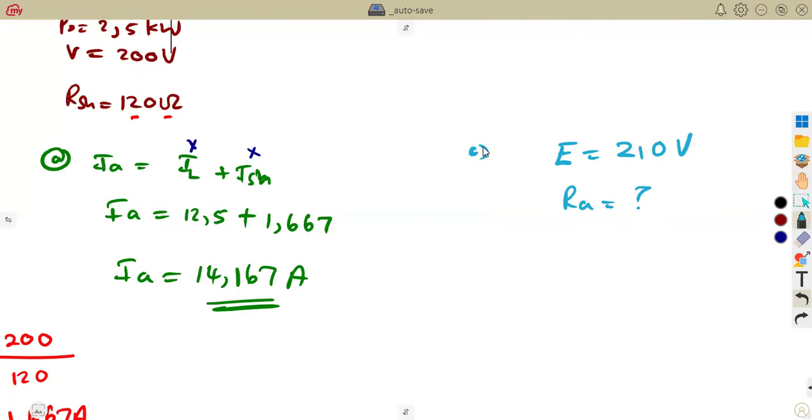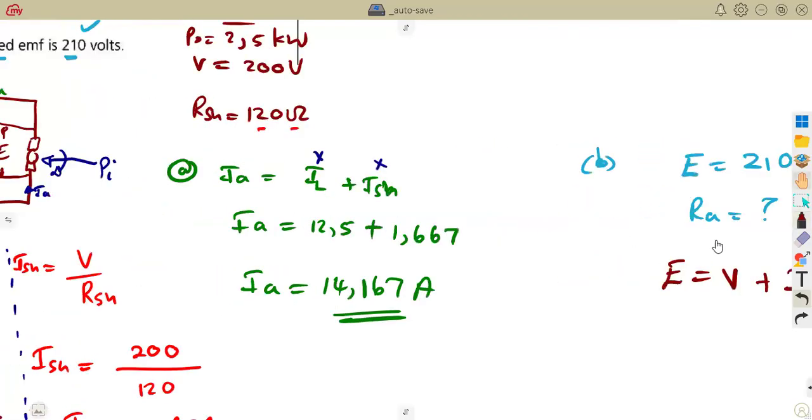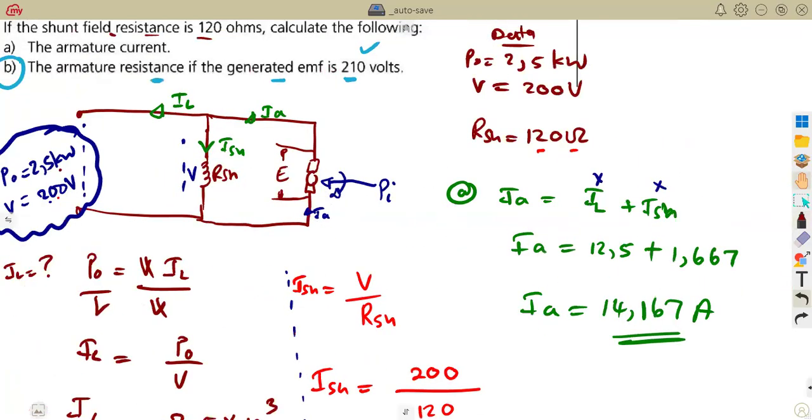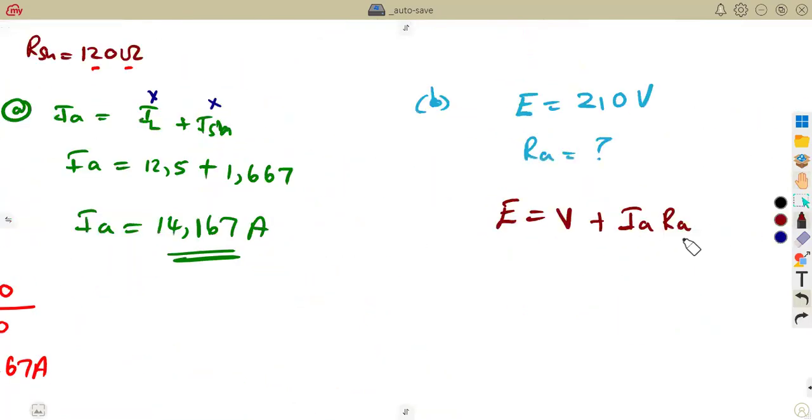Remember from that generated EMF that you used to have, how were you calculating it before? Considering a generator, E equals V plus armature current times, we said this is a shunt, so from our formulas, guys, this is Ra, because we only have that armature resistance here as part of the armature circuit. There's nothing that is there. We do not have anything in series. It's just the armature resistance.